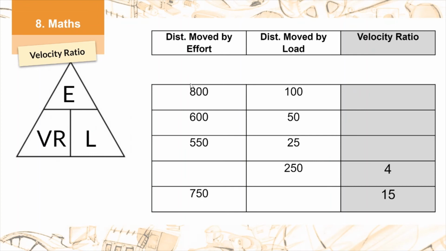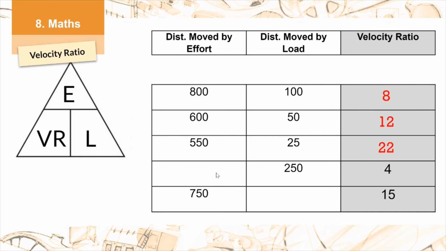So velocity ratio is E over L, effort over load, so 800 over 100. Well, if we knock the noughts off, that's 8 over 1, which is 8. Okay, another way of doing it is, of course, 600 over 50. How many 50s in 600? Well, this actually works out quite nicely, doesn't it? Okay, so we know there's 12. And then finally, doing the same here, we can work out the answer is 22.